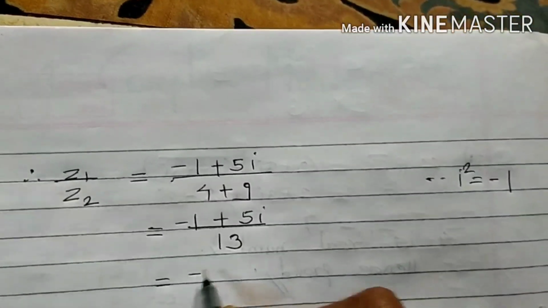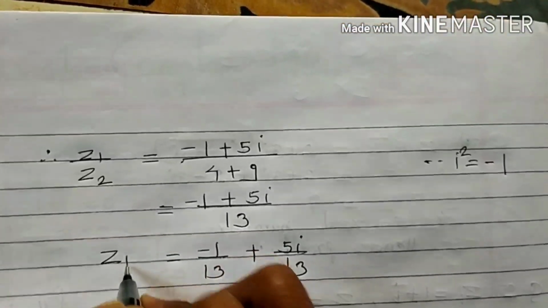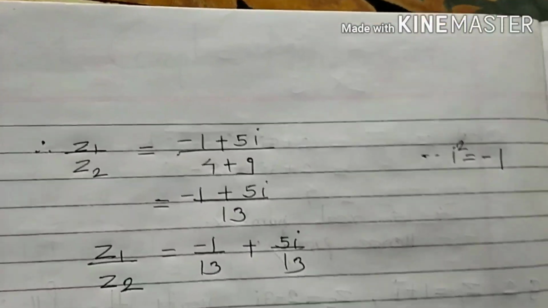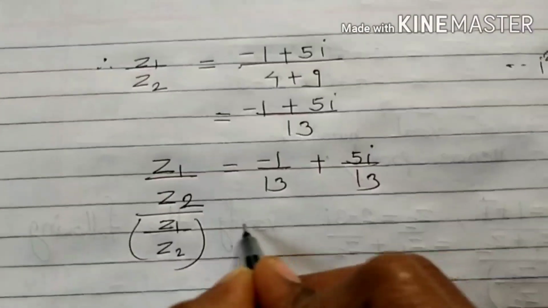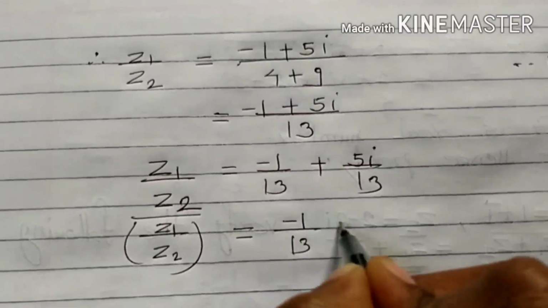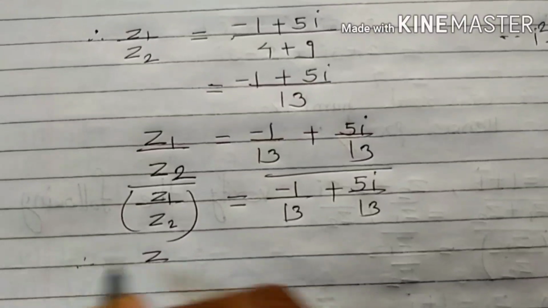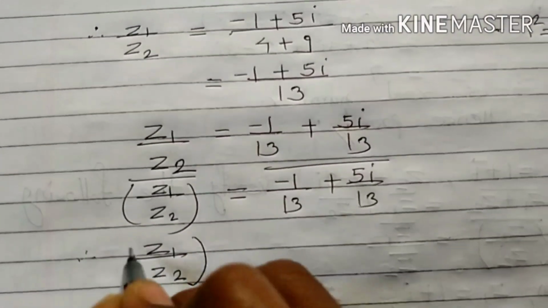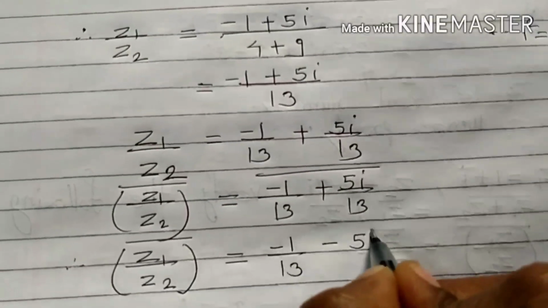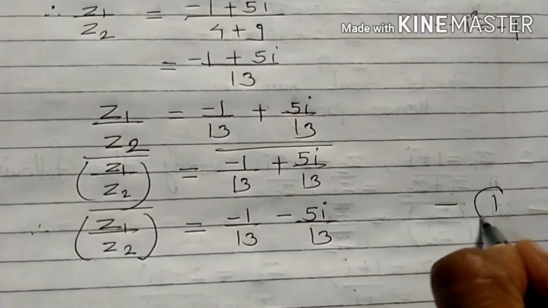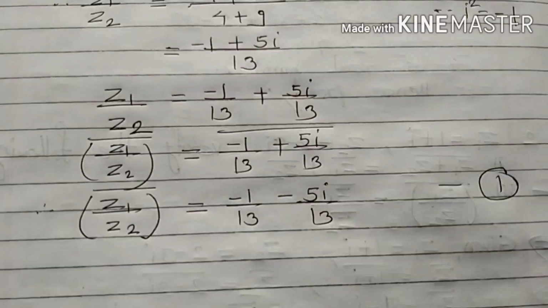So we can write it like that: minus 1 upon 13 plus 5i upon 13, which is equal to z1 upon z2. Now take the bar. So (z1 upon z2) whole bar is equal to the bar of minus 1 upon 13 plus 5i upon 13. Therefore (z1 upon z2) bar is equal to minus 1 upon 13 minus 5i upon 13. Call it equation first. When we take the bar, we change the sign of only the imaginary part.